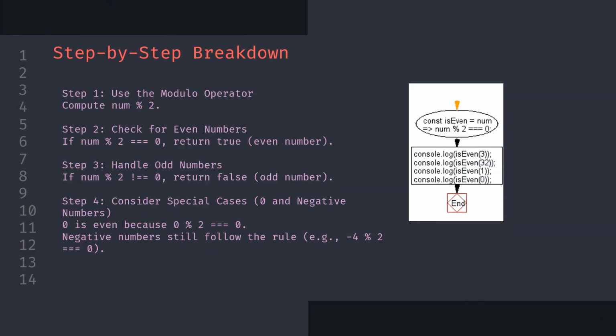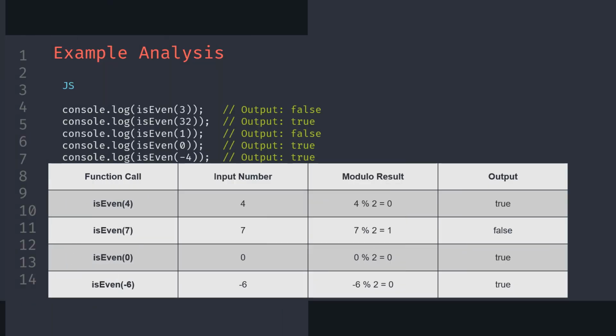This method correctly classifies positive, negative, and 0 values. The modulo operator works consistently regardless of the sign of the number, ensuring accurate results. This function correctly identifies even numbers regardless of the sign, positive or negative. The modulo operation provides a quick and efficient way to determine evenness.